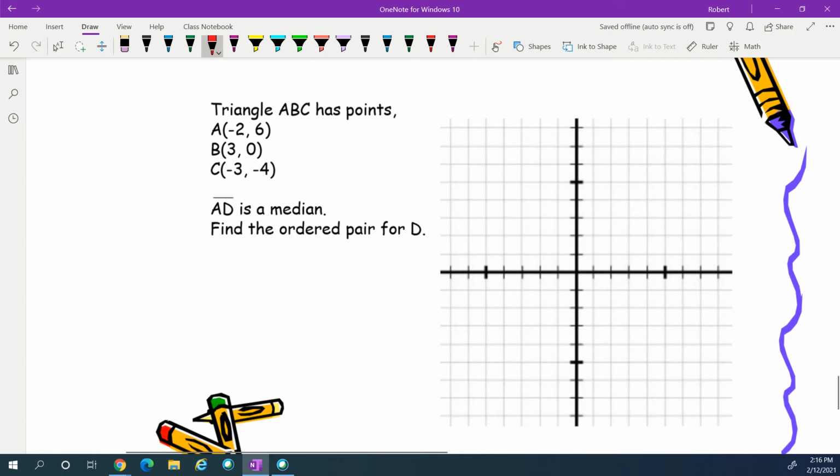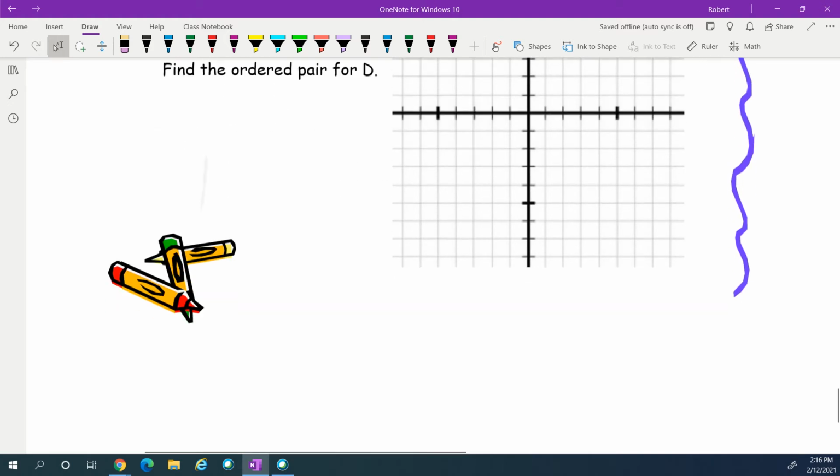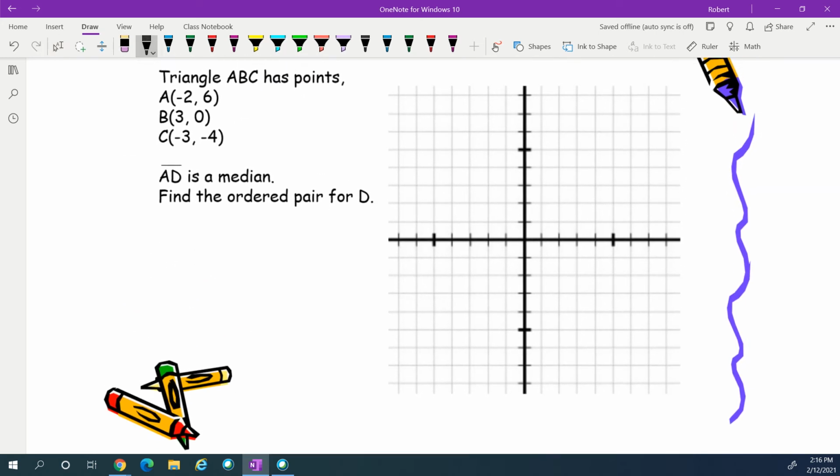Let's see what else we have. We're working on the coordinate plane. Let's graph our triangle. We're given the 3 points of the triangle. So A is at -2, 6. B is at 3, 0. And C is at -3, -4. So let's see our triangle.